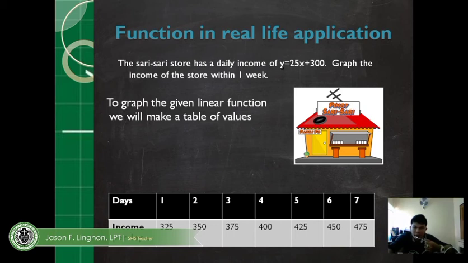Next, the income per day. From the first day, let x is equal to 1. Substitute lang natin dito sa value sa equation natin na y is equal to 25x plus 300. So 25 times 1 plus 300, that is equal to 325. 25 times 2, that is 50, plus 300, 350. Day 3, we have 375. Day 4, 400. Day 5, 425. Day 6, 450. And also day 7, 475.